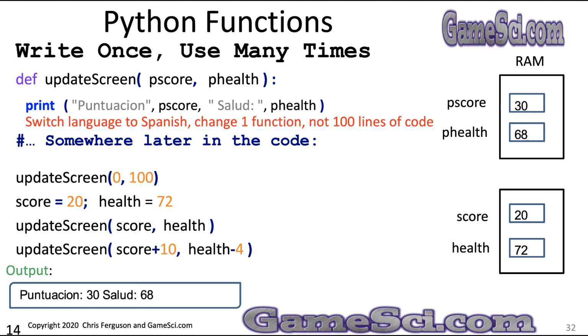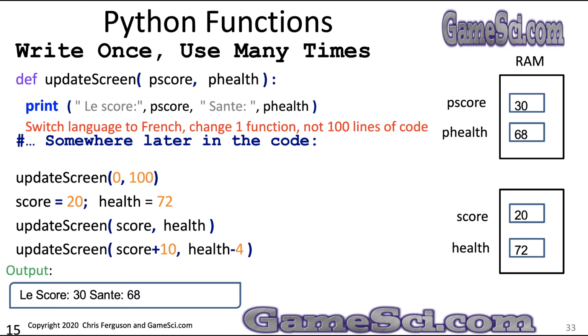Writing the code once and using it many times allows you to make simple updates that make radical changes to your entire program. If that wasn't enough, let's switch the language to French. We want to sell this game in the French market, in the Spanish market, in the English-speaking market.